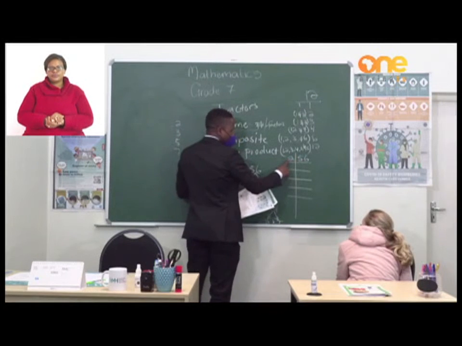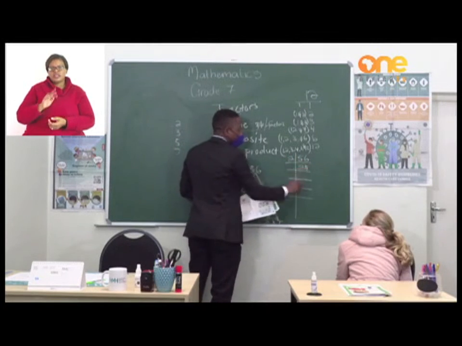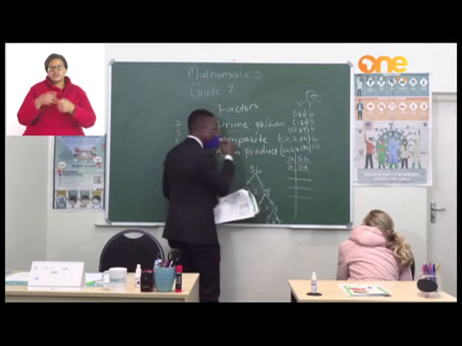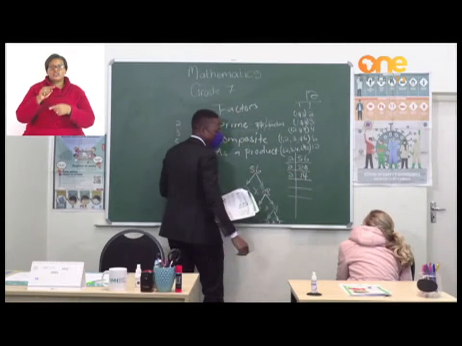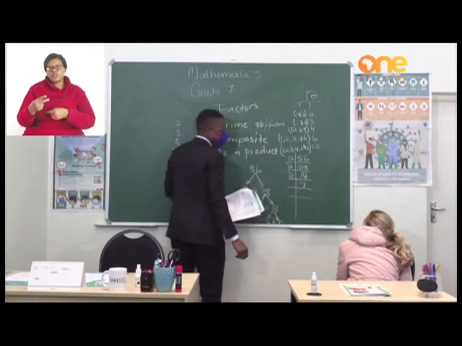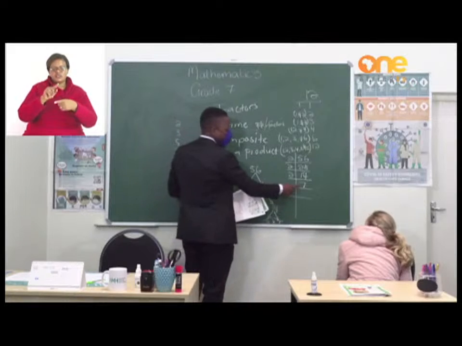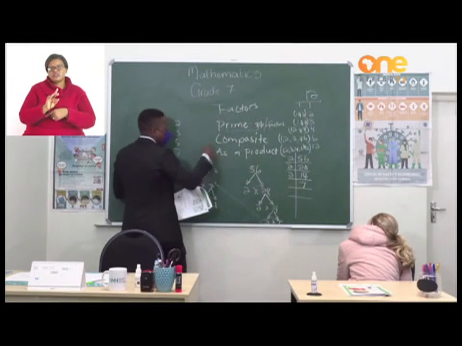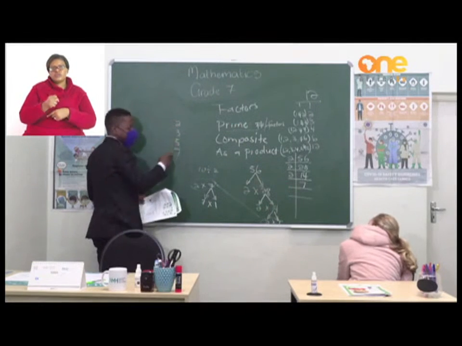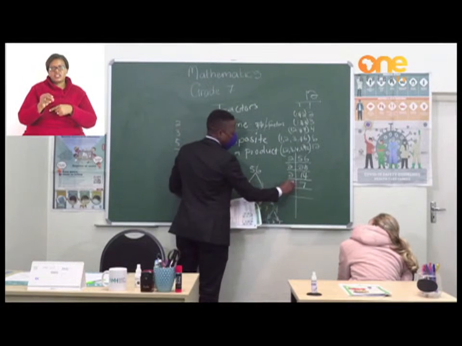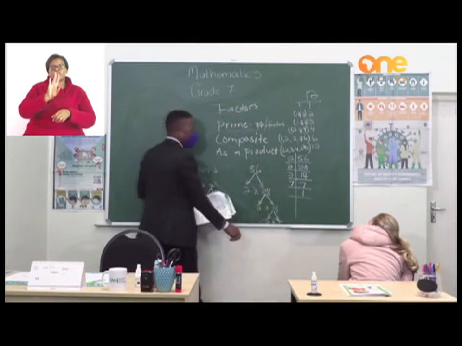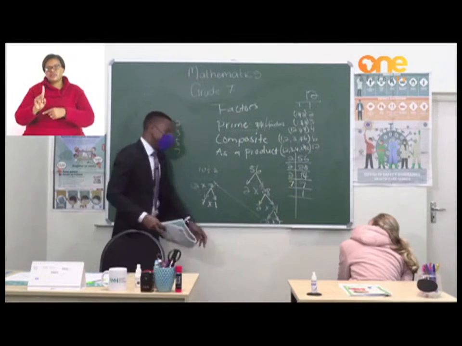56 divided by 2, of course I get 28. Divided by 2, I'll get 14, divided by 2, I'll get a 7. And as I said, we cannot divide 7 by 2. We must find the next prime factor that can divide into 7, which of course will be 7, and then you get your 1.